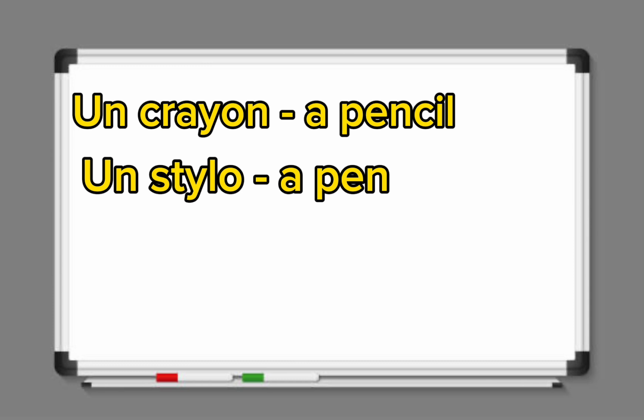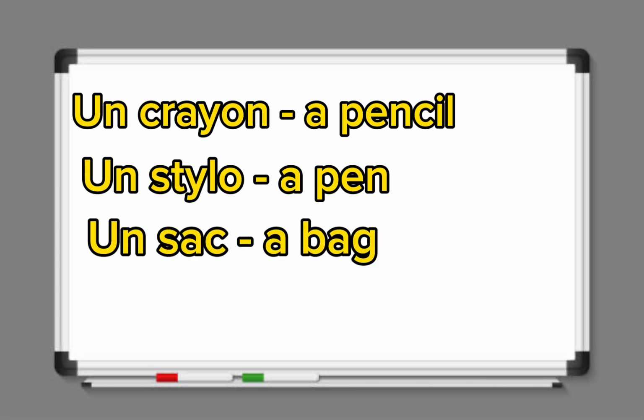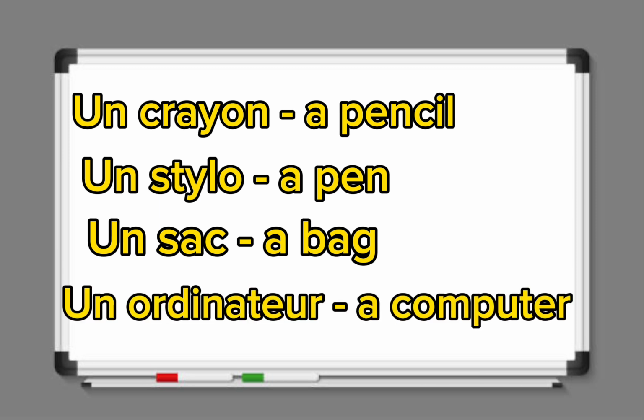Next, un stylo, a pen. Third one, un sac, a bag. Next one, un ordinateur, a computer. Here you can see the noun begins with a vowel letter. If the noun begins with a vowel letter, it doesn't matter, we have to write un, masculine, singular, indefinite article. Like English, we don't change according to the first letter of the noun. If it is consonant or vowel letter, we have to write the same one, un.